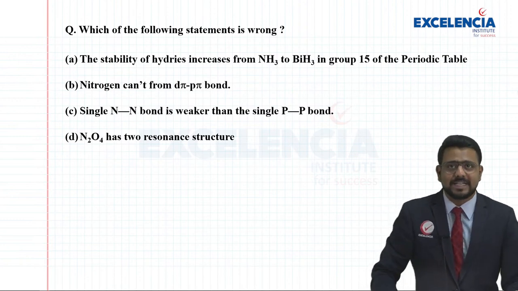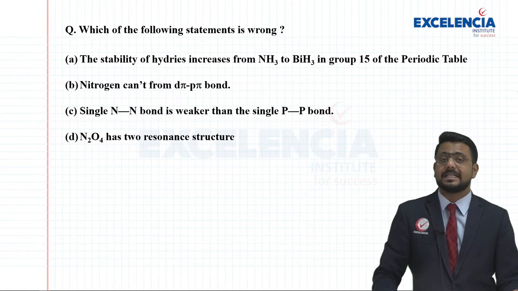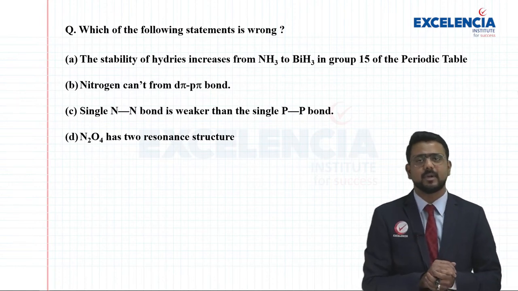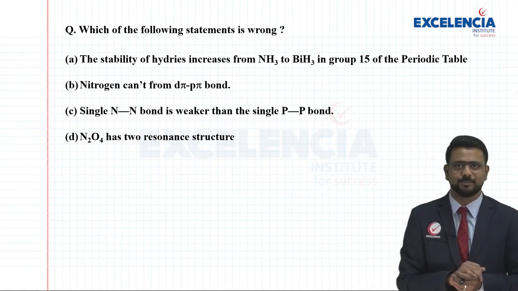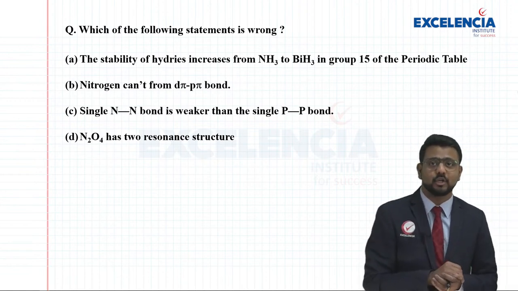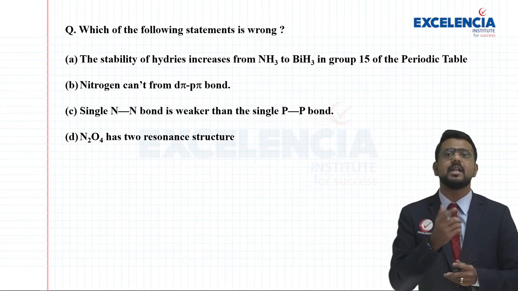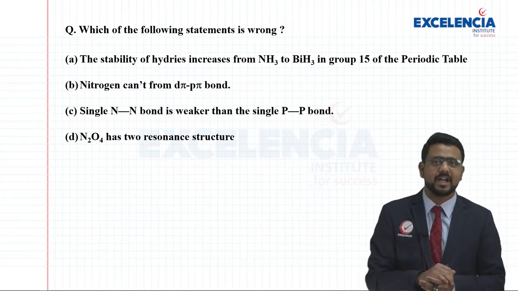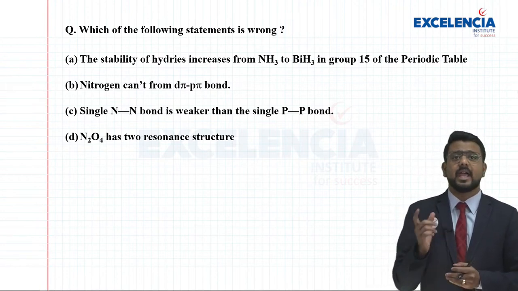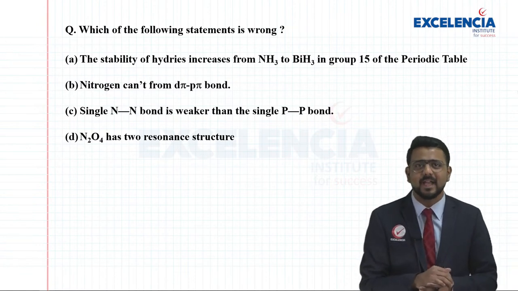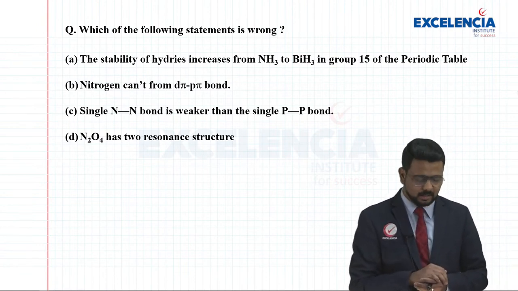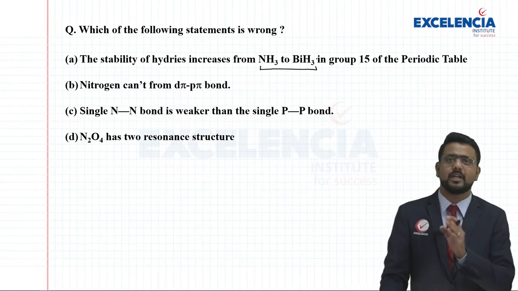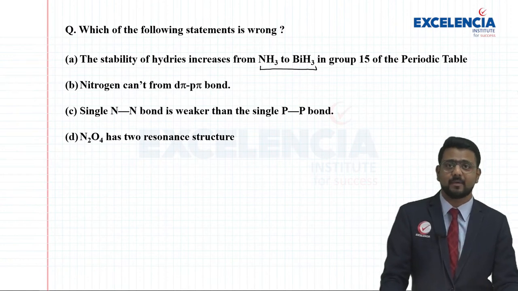So the question says here, which of the following statements is wrong? So we have to basically identify the incorrect statement of the following options which are given to you. The very first option says that the stability of hydrides, basically we are talking about the thermal stability, okay? The stability of hydrides increases from NH3 to BiH3 in group 15 of the periodic table. Now here basically we are talking about the hydrides of group 15 from NH3 to BiH3. So this is your statement one.